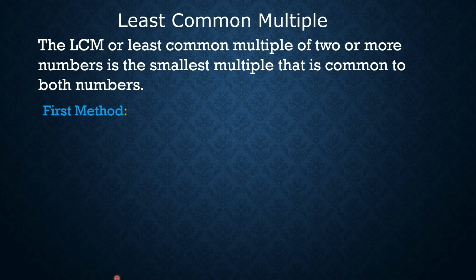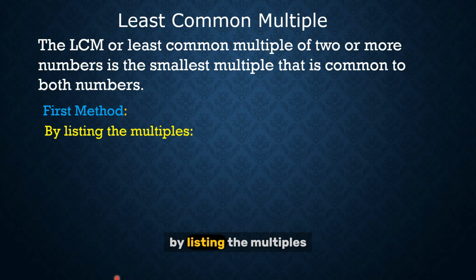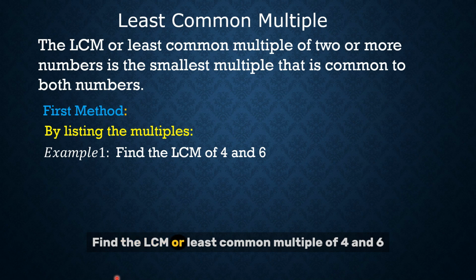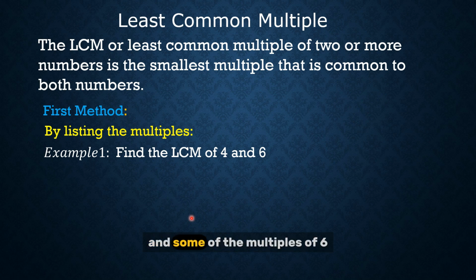First method, by listing the multiples. Example number 1. Find the LCM, or least common multiple of 4 and 6. List some of the multiples of 4 and some of the multiples of 6.